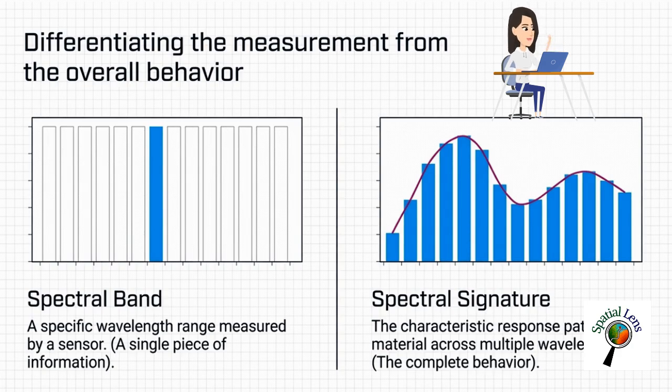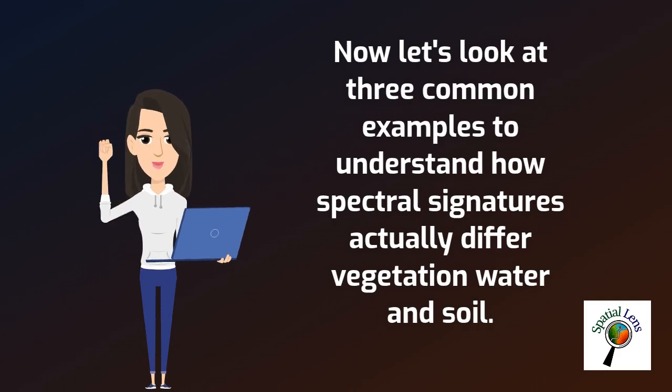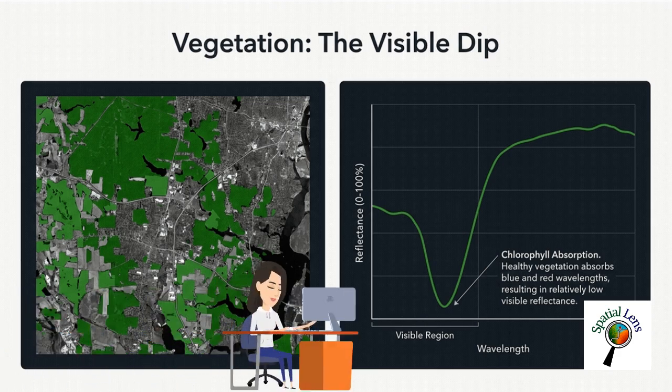Now let's look at 3 common examples to understand how spectral signatures actually differ: vegetation, water, and soil. First, vegetation. Healthy vegetation has relatively low reflectance in the visible region, particularly in the blue and red wavelengths, because of chlorophyll absorption. But as we move toward the near-infrared region, reflectance increases sharply because of scattering within the internal structure of the leaves. This creates the characteristic red-edge transition and a strong NIR response that makes vegetation spectrally distinctive.